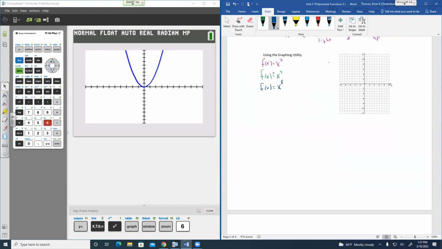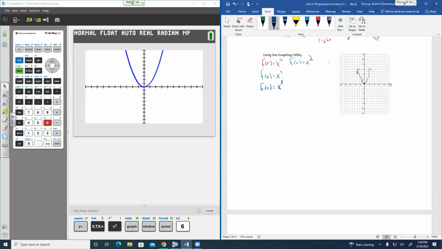So (0, 0) is present, (-1, 1) is present, and (1, 1) is present. And the graph takes on this little smooth U-shaped parabola. So that's going to be the x squared function. Okay. So that's going to be f of x equals x squared.